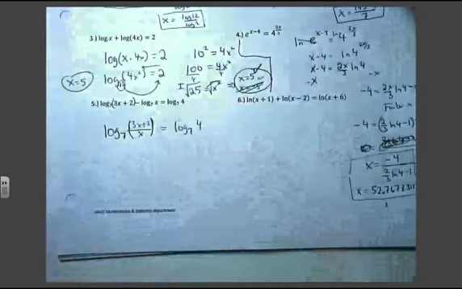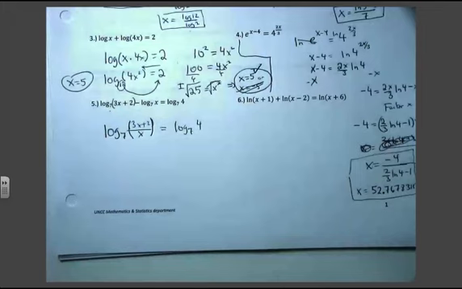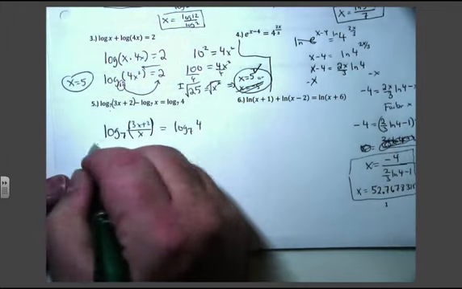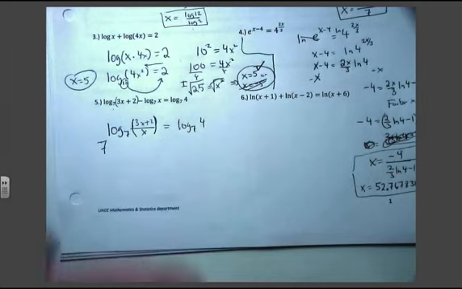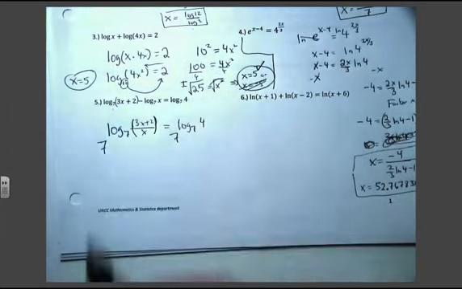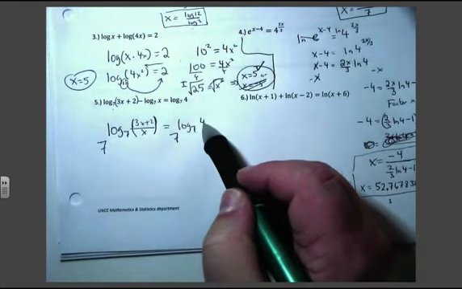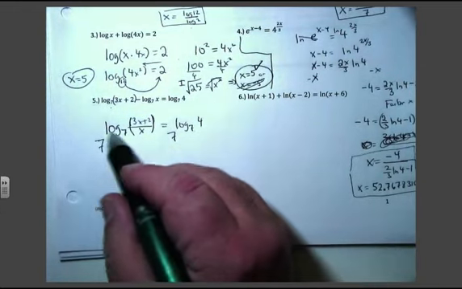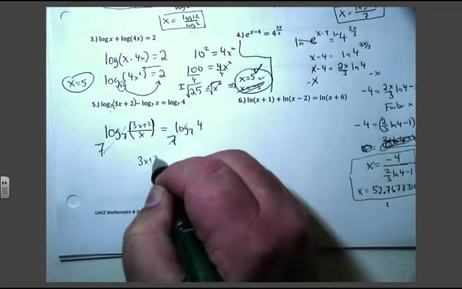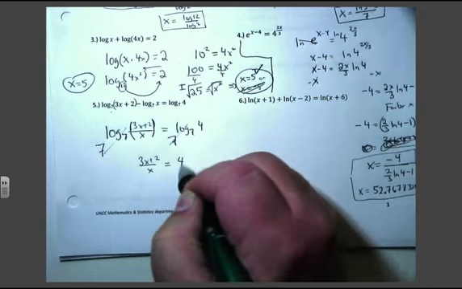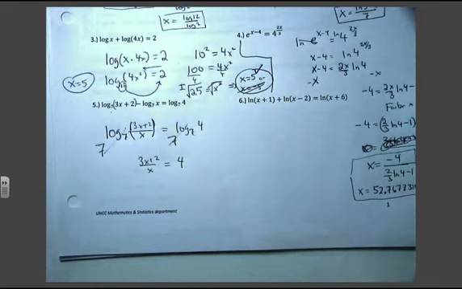What is the base on my log in this problem? 7. So I'm going to raise this side to the 7th power. But what I do to one side, I do to the other: 7 to the log base 7 of 4. And 7 raised to the log base 7 cancel, and you're left with 3x plus 2 over x equals 4. Now that's the mathematical way, to show you how the logs cancel. You just raise both sides to whatever the base is on the log, and they'll cancel the log.